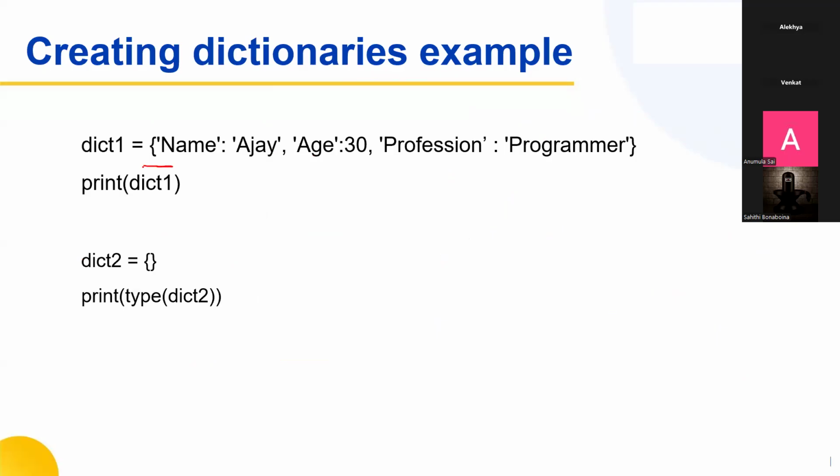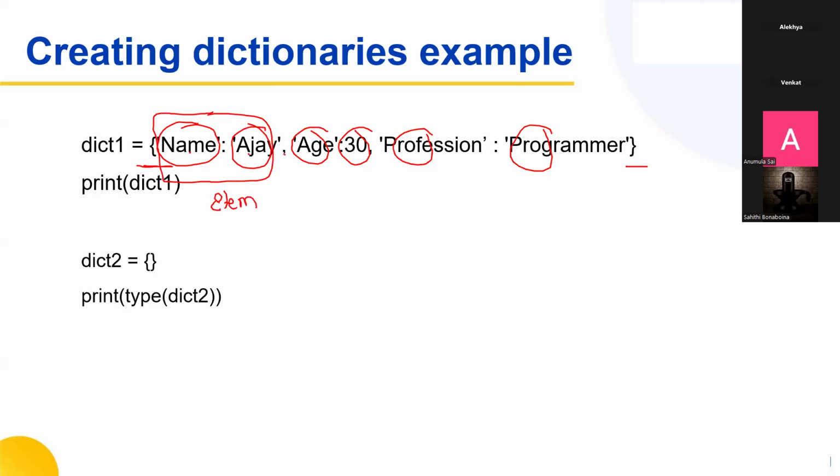A dictionary can be created with open curly braces and closed curly braces, where name is a key, age is a key, profession is a key. Ajay, 30, programmer are values. The combination of name and Ajay is called an item. Every item is separated by a comma, which creates a dictionary for us.